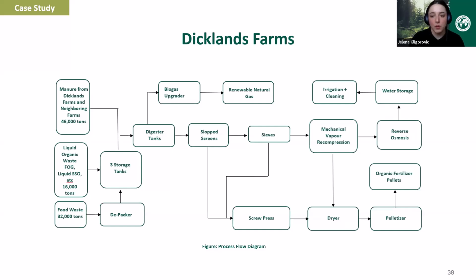The solids from the sloped screens and the sieves go through a screw press to remove any excess liquid. And then this fiber and the nutrient concentrate from the mechanical vapor recompression are dried, pelletized, and heated to above 70 degrees Celsius for an hour to kill any pathogens before the organic pellets are sold as fertilizer.